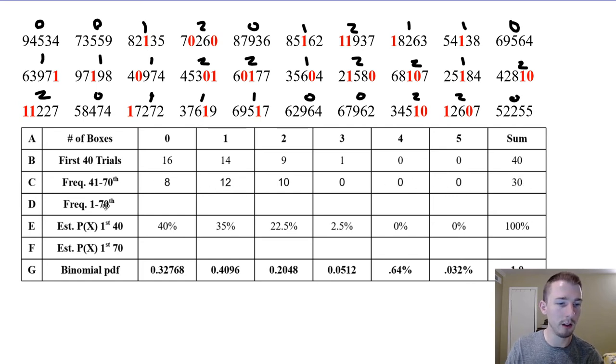So let's add the frequency for the first 70. So add them all together. So 24, add those would be 26, 19, 1, 0, 0, and then a total of 70. Now let's find the estimated probability for the binomial we're simulating, for the first 70. So we're going to do 24 out of 70, and then 26 out of 70, 19 out of 70, 1 out of 70, and then zeros for the remainder. And that should add up to 100 if we did it right.